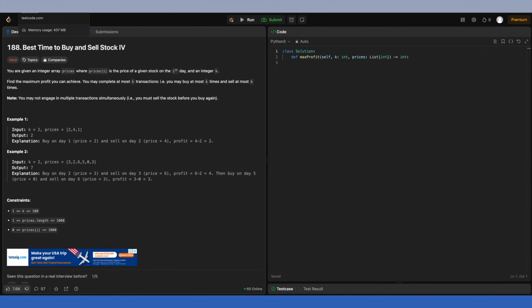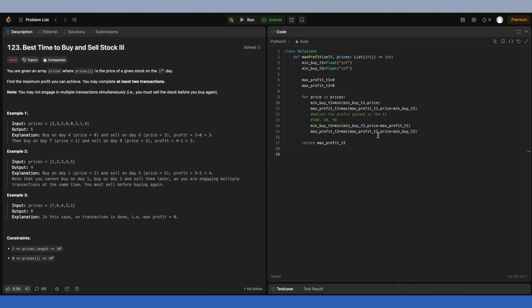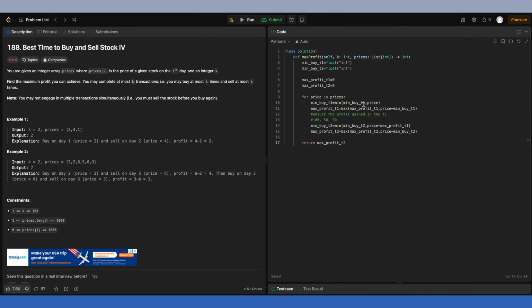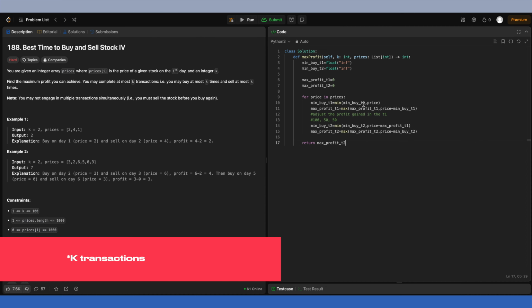Okay, so let's try to code this up. First, we'll copy the same code we did on Best Time to Buy and Sell Stock 3. So here on problem number 4, we are allowed to do k transactions.